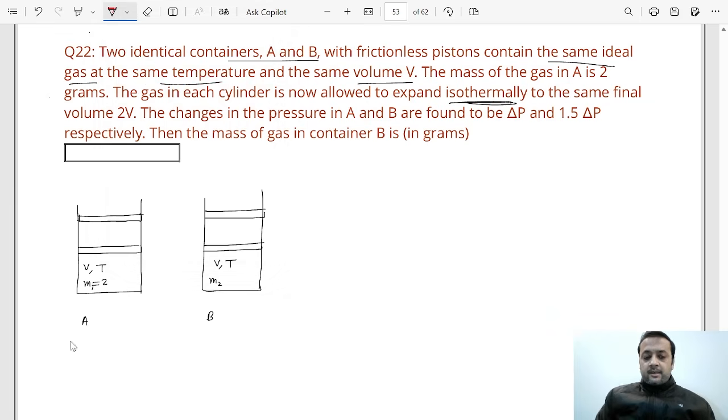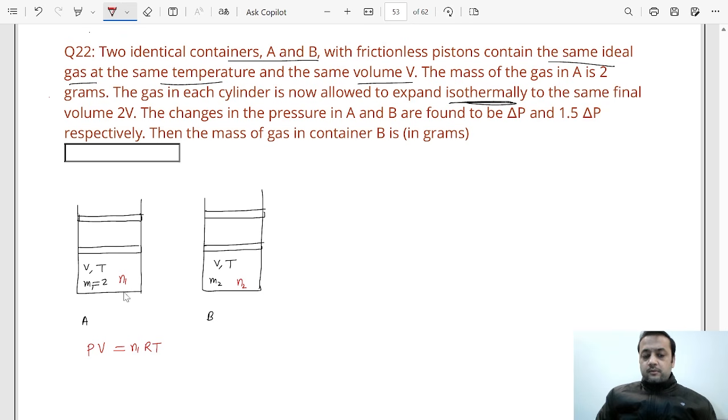So look, since the temperature is constant, the gas will follow an isothermal process. If I look at gas A, the initial pressure was P, initial volume was V. Let us say this gas has N1 moles, and here we have N2 moles. So P V equals N1 R T. This is what we will write for this gas.